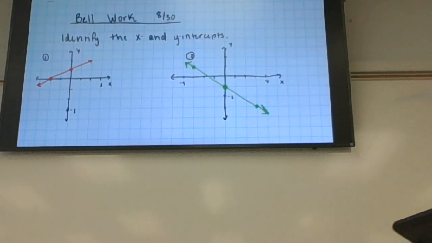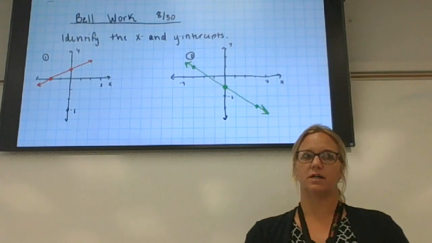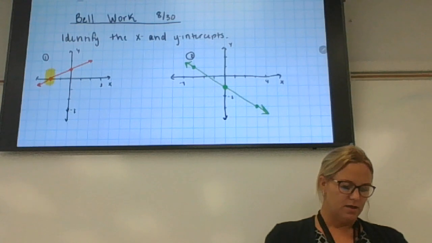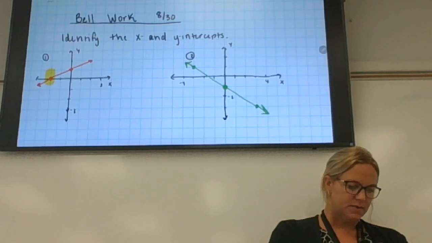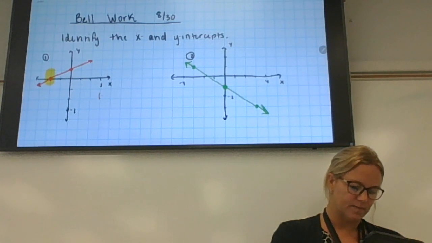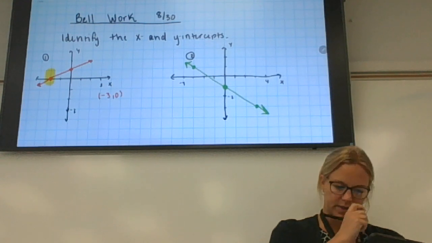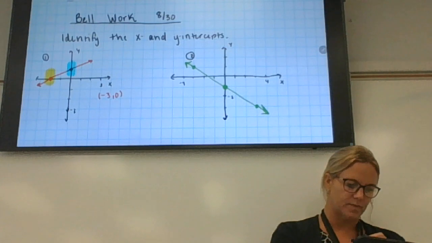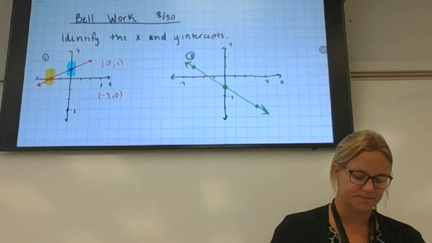So your x and y intercepts are just where the line crosses the x and y axis. So here is our x-intercept, -3, 0. And then up here is our y-intercept, 0, 1.